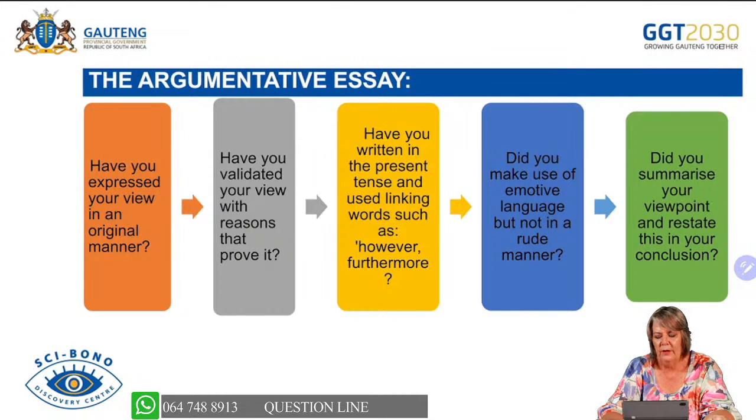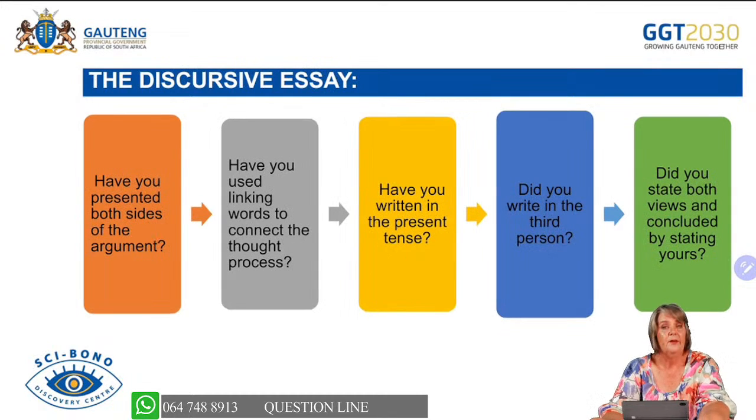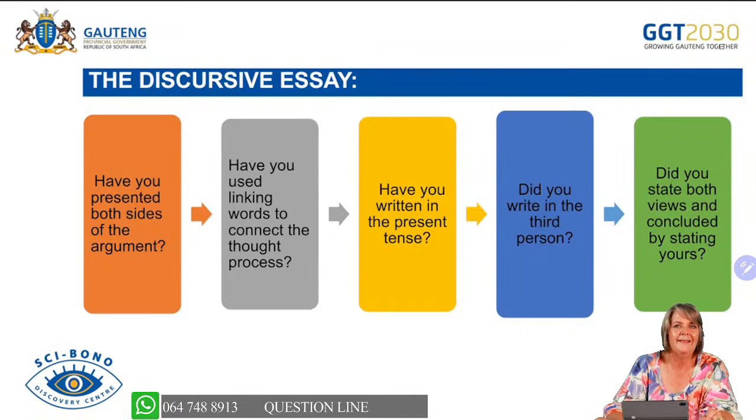Did you make use of emotive language but not in a rude manner? Did you summarize your viewpoint and restate this in your conclusion? Remember, this is the checklist for the argumentative essay. It has a singular point of view. The discursive essay, on the other hand, have you presented both sides of the argument? You see how it's different.